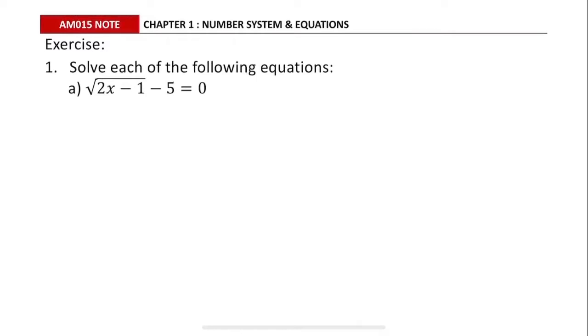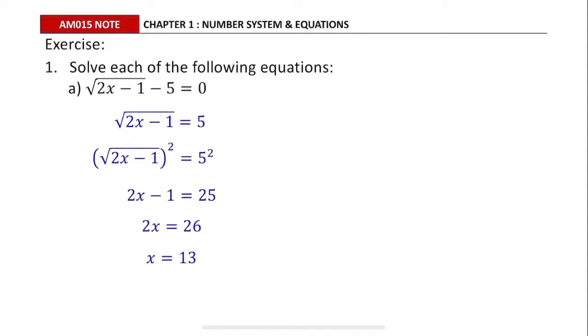Question 1a is to solve square root of 2x minus 1, minus 5 equals 0. This equation only has one surd. So the first step is to make sure only the surd is on the left side. Then squaring both sides will eliminate the surd. After that, we can solve for x, where x equals 13.